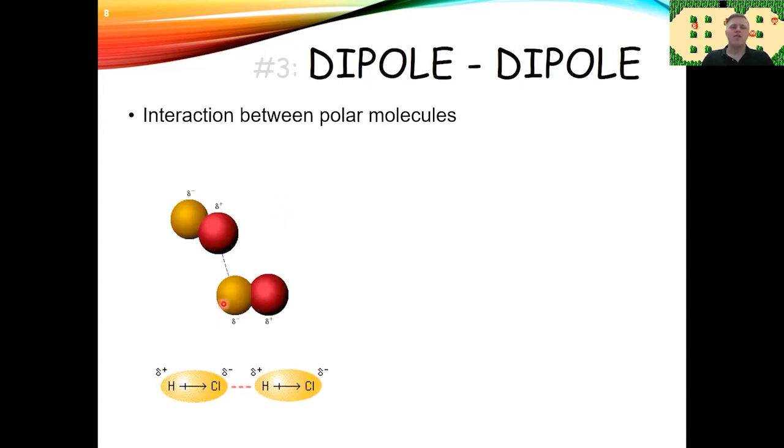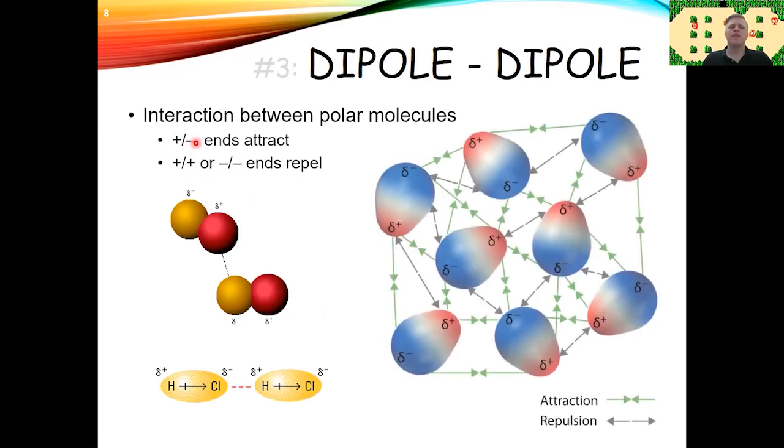So here, we would have just a molecule with a partial negative and a partial positive, and the partial positive from one molecule will see the partial negative from the other molecule, and the partial positive from this molecule might see partial negatives from other things. So the positive and negative ends are attracted, but of course the positive and positive ends are going to repel each other, and the negative and negative ends are going to repel each other. An example molecule here would be HCl.